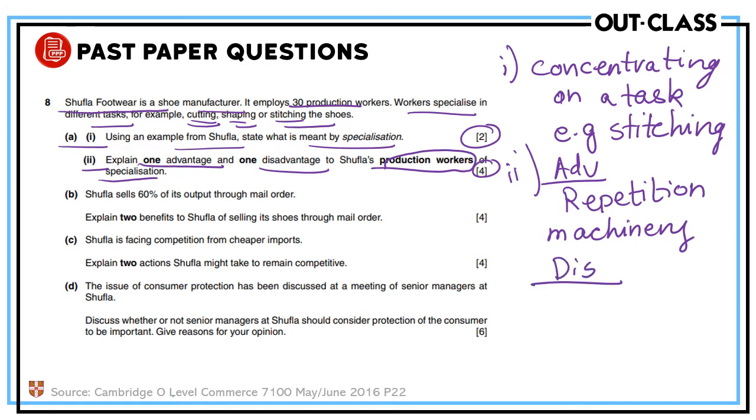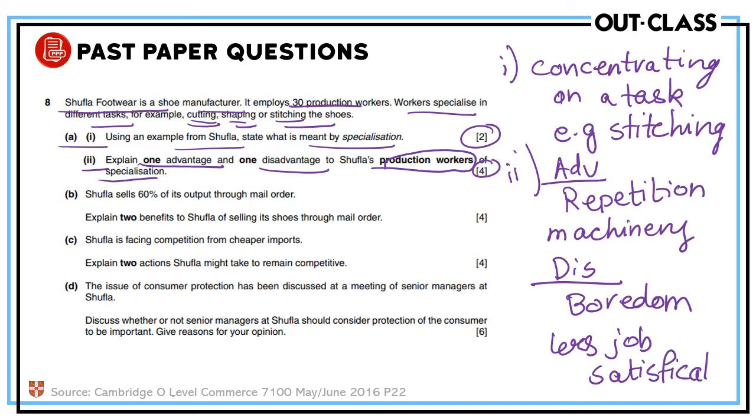Disadvantage can be that by doing the same job again and again, this might lead to boredom, and you might have less job satisfaction because you're just doing a part of the whole production that is producing the product. You're just a part of that, so that might lead to less job satisfaction. Or you can write fewer skills, so it might be difficult to transfer to another job if unemployed. The rest of the parts are linked to other parts of the syllabus. We'll be doing these later as we move on.